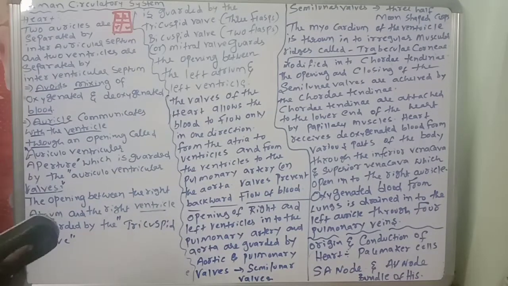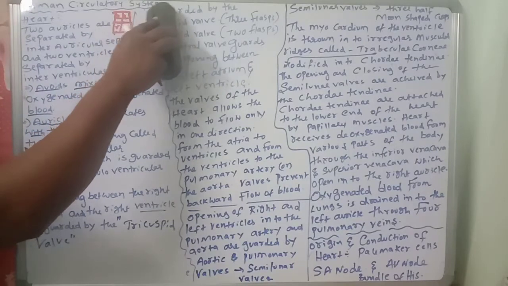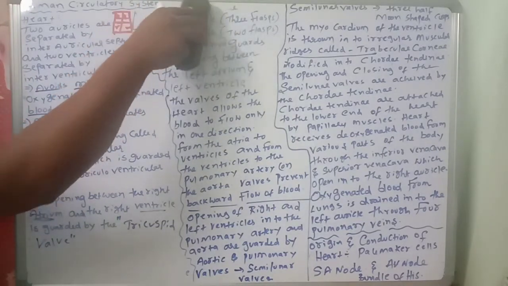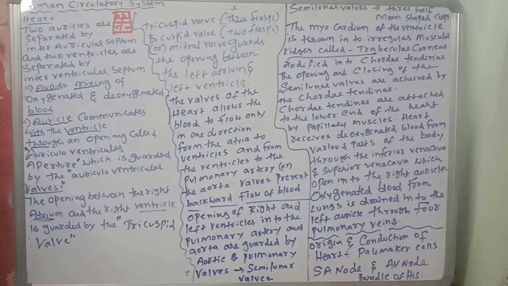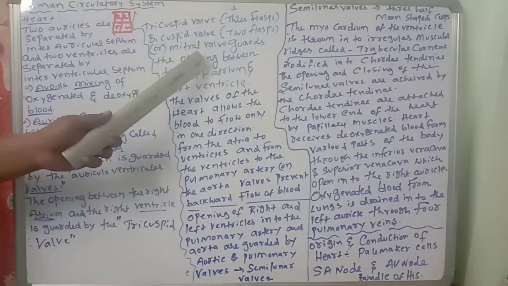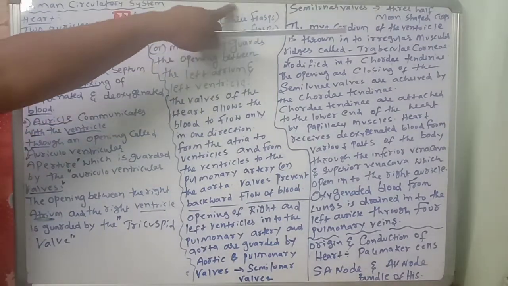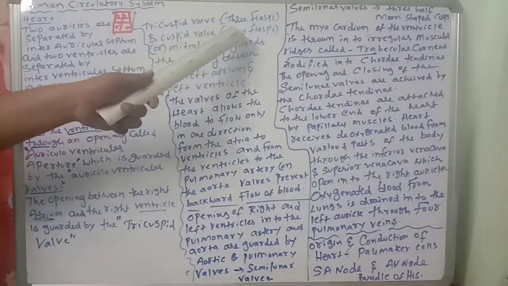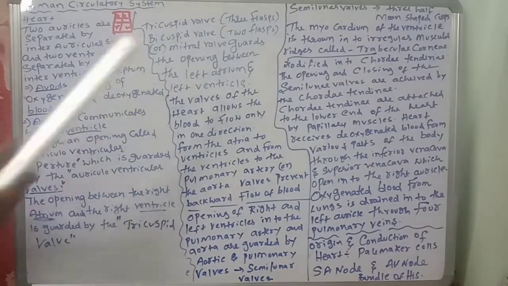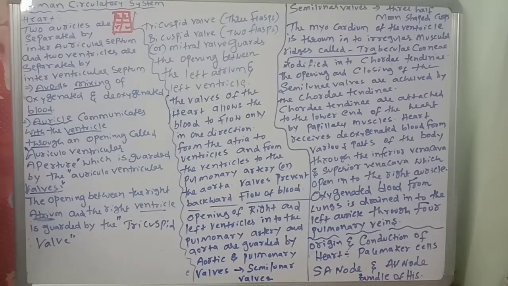Next, the bicuspid valve. Tricuspid valve has 3 flaps. Bicuspid valve has 2 flaps and is the mitral valve. The bicuspid valve is the opening between the left atrium and left ventricle. This point you should remember. The opening between the right atrium and right ventricle is guarded by the tricuspid valve, which has 3 flaps. How many flaps? 3 flaps. The bicuspid or mitral valve, with 2 flaps, guards the opening between the left atrium and left ventricle.